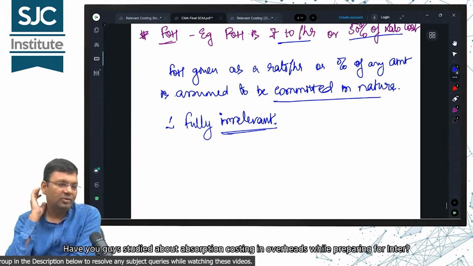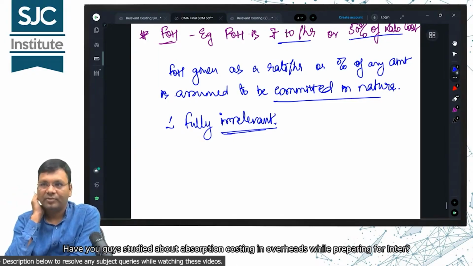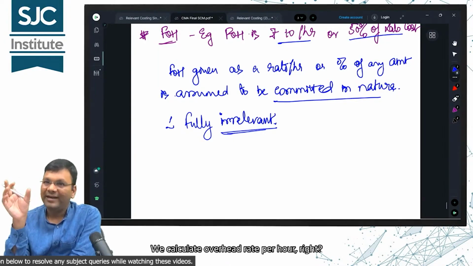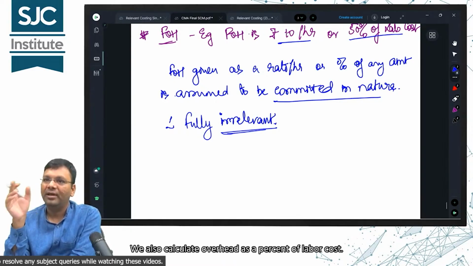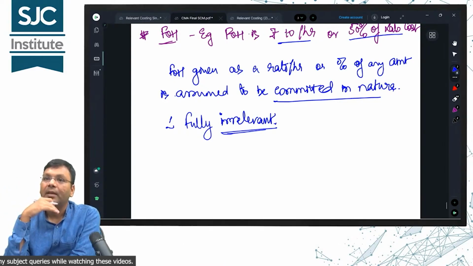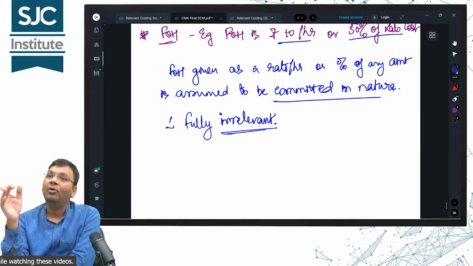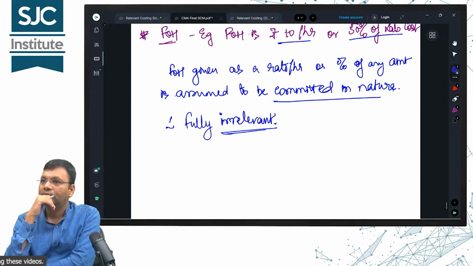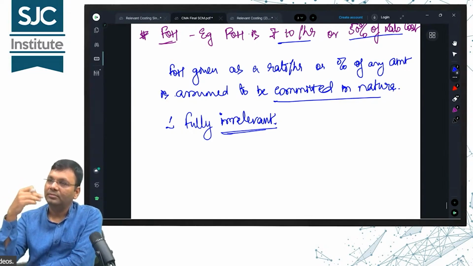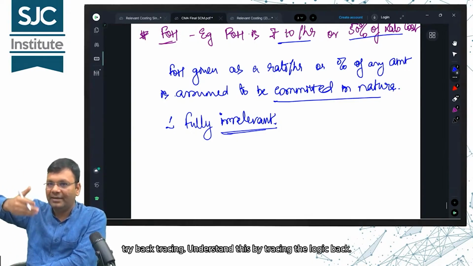Have you studied absorption costing in overheads while preparing for Inter? We calculate overhead rate per hour, right? We also calculate overhead as a percent of labor cost. It's calculated only for those overheads which are fixed as well as committed. So just understand. Try back tracing. Understand this by tracing the logic back.